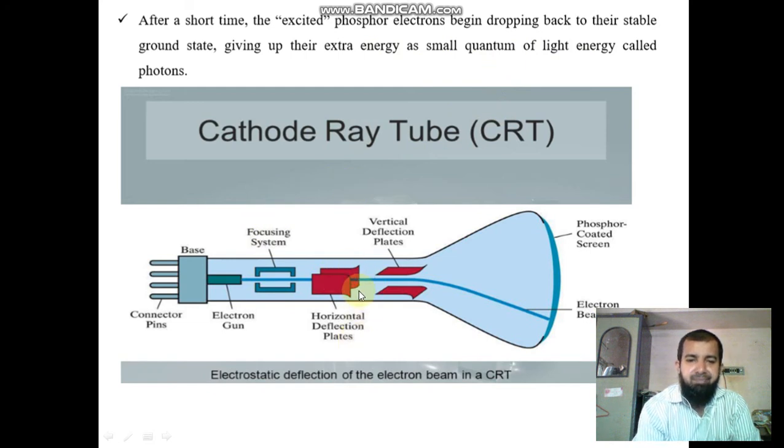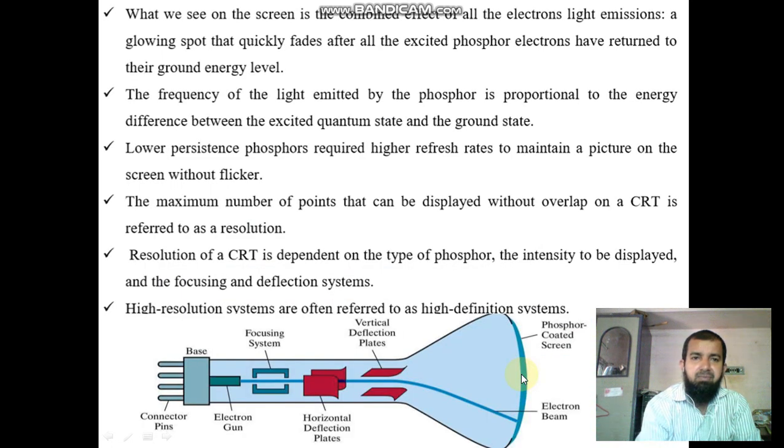Cathode ray tube. What we see on the screen is the combined effect of all the electron light emission: a glowing spot that quickly fades after all excited phosphor electrons have returned to their ground energy level. Then it gets dim. The frequency of light emitted by the phosphor is proportional to the energy difference between the excited quantum state and the ground state.